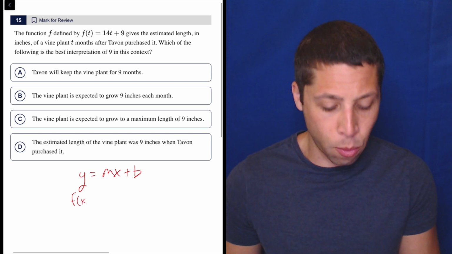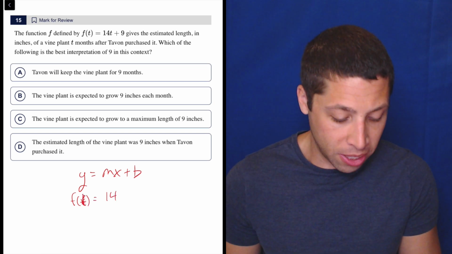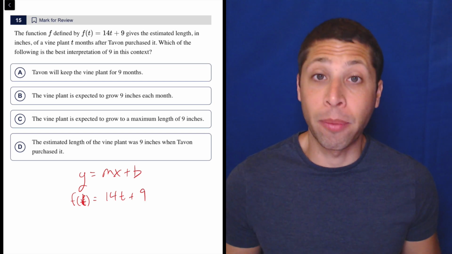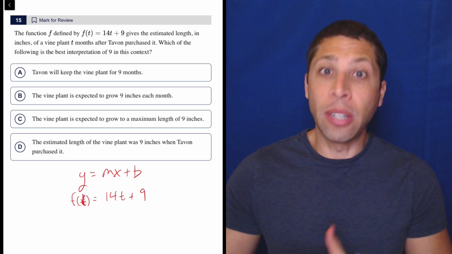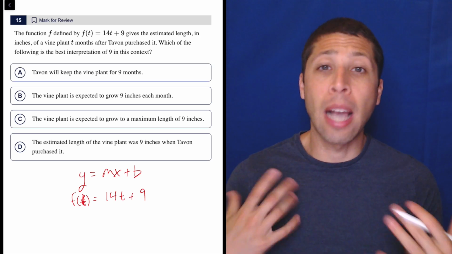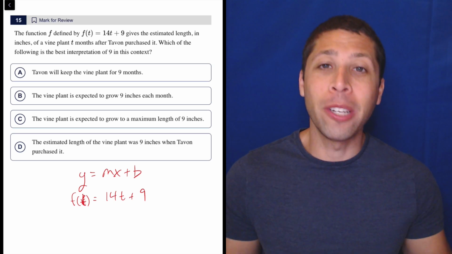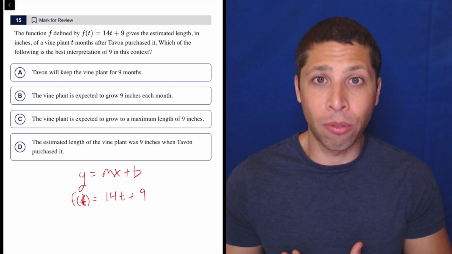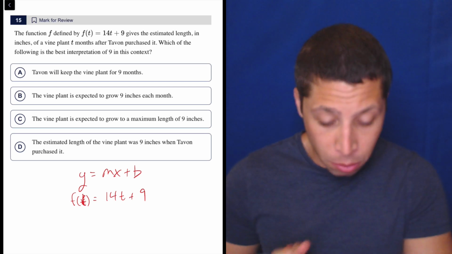In this case, the y is represented as f of t, and then the 14t plus 9 matches up very nicely with y equals mx plus b. The reason lines are so important on the SAT is that when they come up in stories, certain things tend to happen again and again and again. So we need to be very comfortable with the language around lines, even when we are not explicitly told that we have a line. So in this case, what do they want?